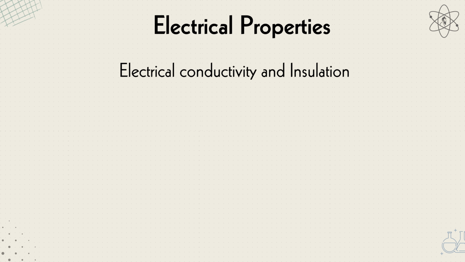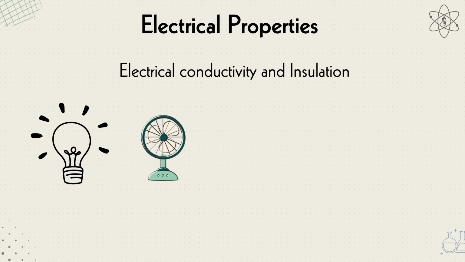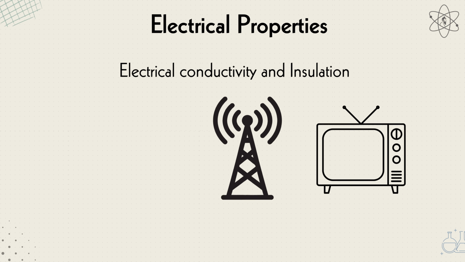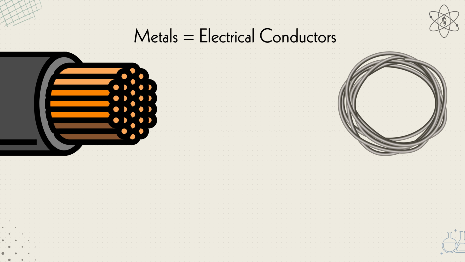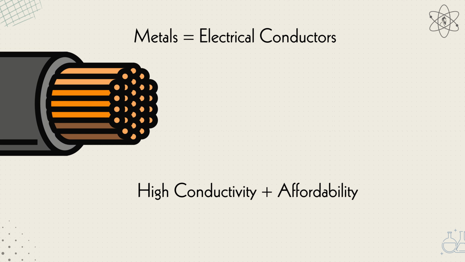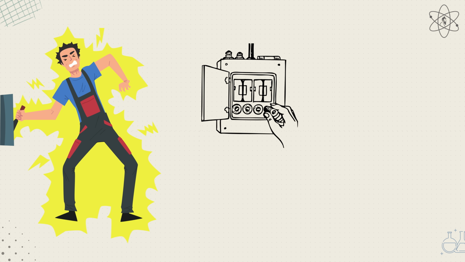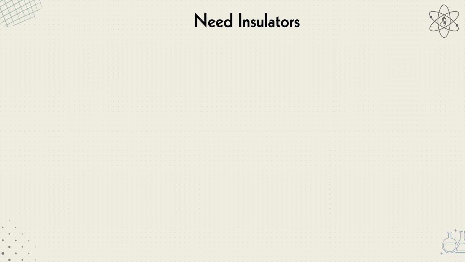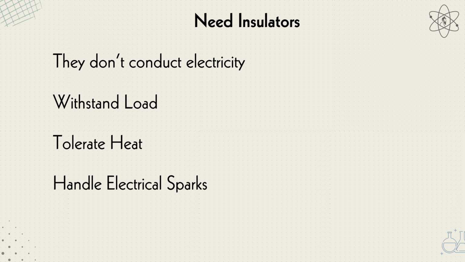Without conductive materials, we wouldn't have the convenient access to light, power, heating, control systems, and communication that we now take for granted. Metals are excellent conductors, especially copper and aluminum, which offer a balance of high conductivity and affordability. But conduction isn't always desirable. In components like fuse boxes, switch casings, and power line supports, we need insulators, materials that don't conduct electricity but can still bear load, tolerate heat, and withstand electrical sparks.